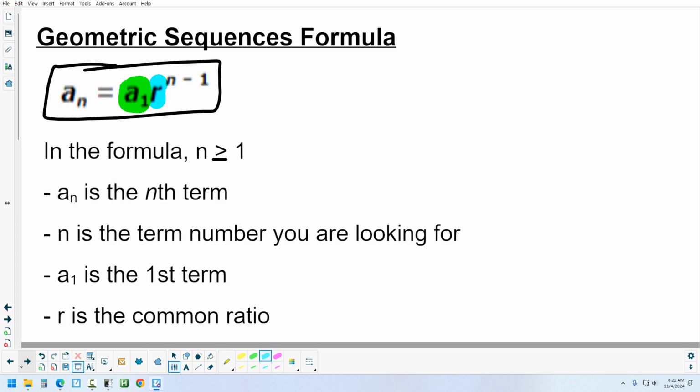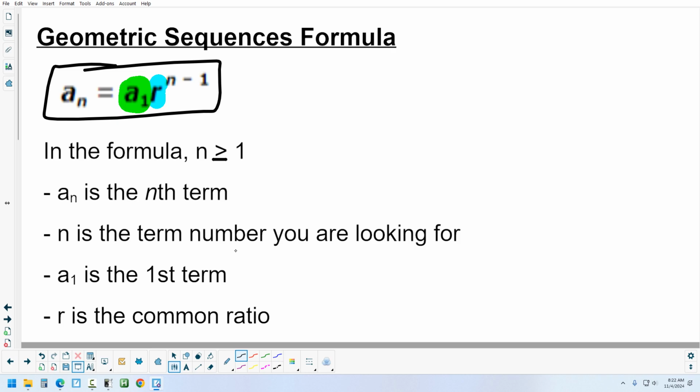N stands for the term that you're trying to find. So if you were trying to find the 200th term, then you would fill in a 200 for the N. If you were trying to find the 300th term, you would fill in 300, because that's the one you're looking for. Unless they tell you what term you're looking for, you don't have to fill anything in for N.